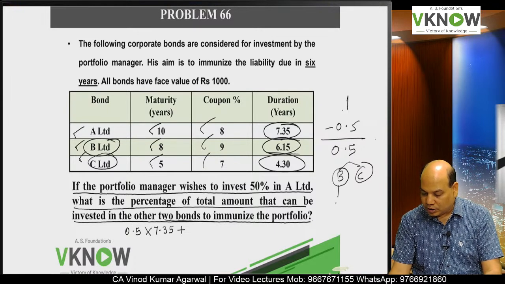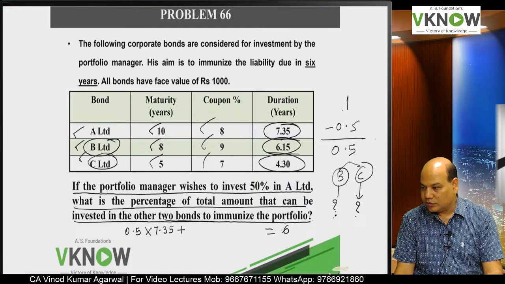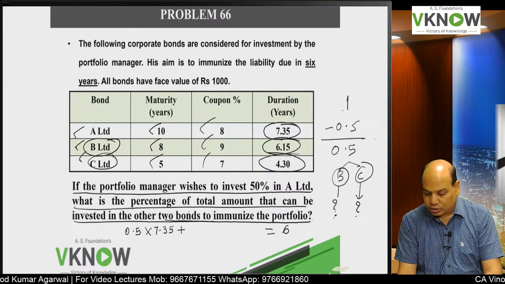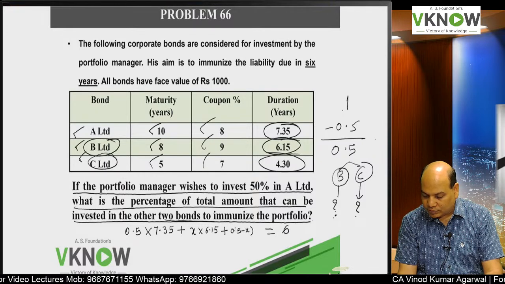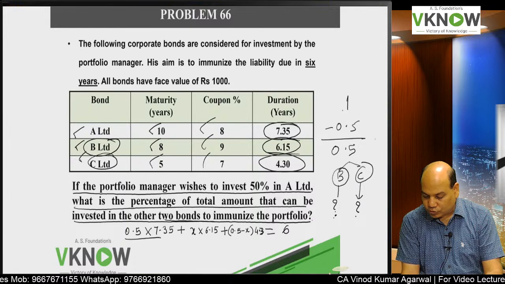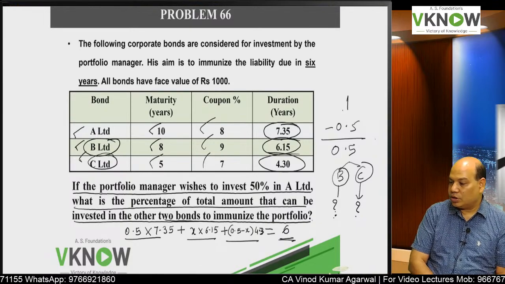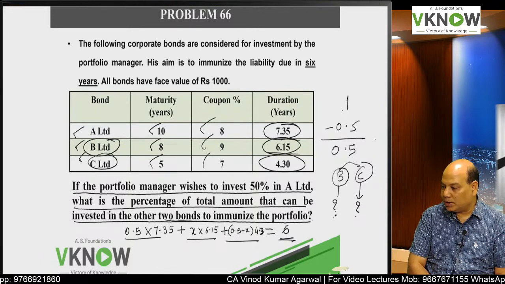So now the student will reply, I will wait for your answer. What should be the weight of B and C so that the portfolio duration is 6? So if you assume weight of B as X, it will be X into 6.15, and weight of C will be 0.5 minus X into 4.30. So if you solve this equation, you will get the value of X, and when you get the value of X, it will give you the weight of bond B. Weight of bond C will be the balancing figure.